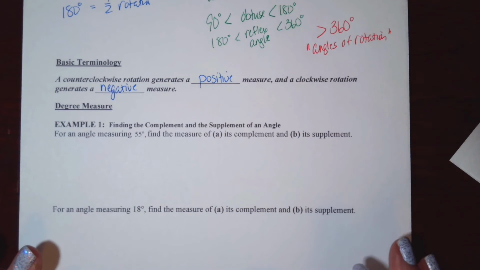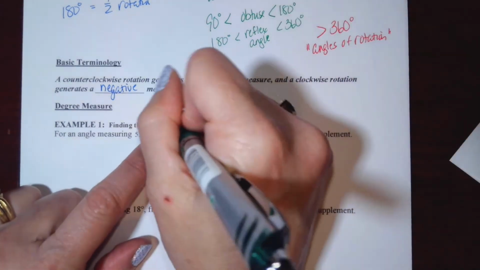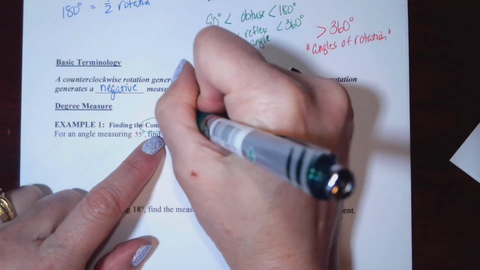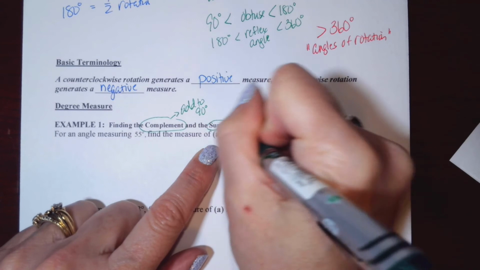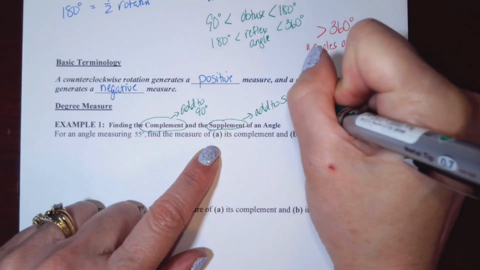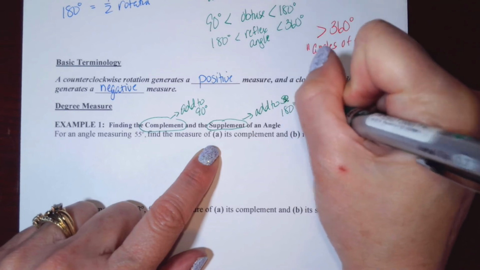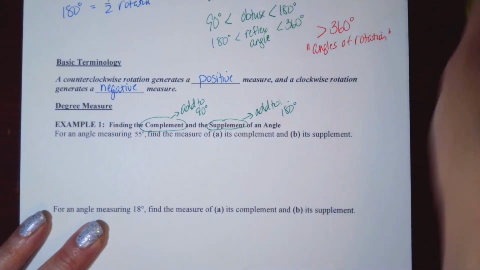Complementary and supplementary angles. An angle and its complement add to 90 degrees. An angle and its supplement add to 180 degrees. I can't talk today and write something different, sorry. So an angle and its complement add to 90, an angle and its supplement add to 180.